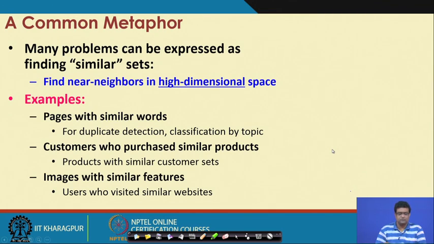So, there are many such examples where, given a particular data point, you may want to find its nearest neighbors. For example, you may want to find pages with similar words, which may be used for duplicate detection or classification by topic. You may want to find customers who purchase similar products, or images with similar features.